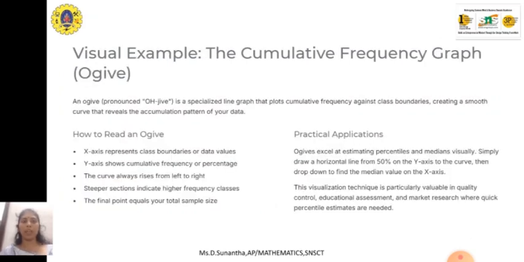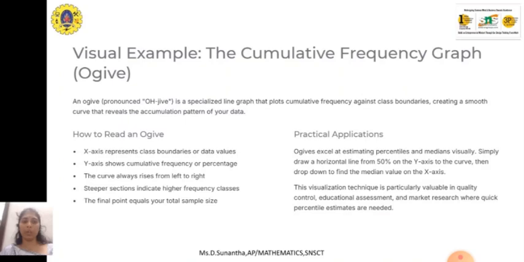The next is a visual example. The cumulative frequency graph is otherwise called an ogive, which is pronounced as oh-jive. It is a specialized line graph that plots cumulative frequency against class boundaries, creating a smooth curve that reveals the accumulation pattern of your data. So here is how to read an ogive.